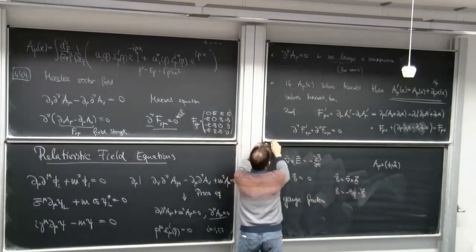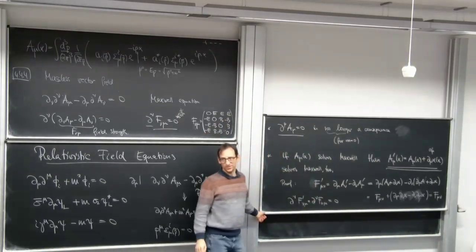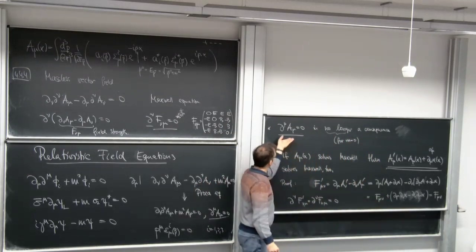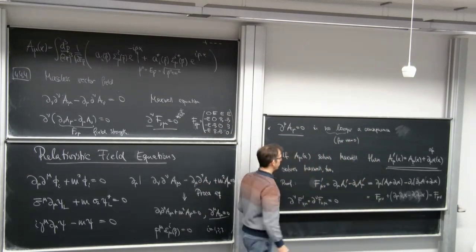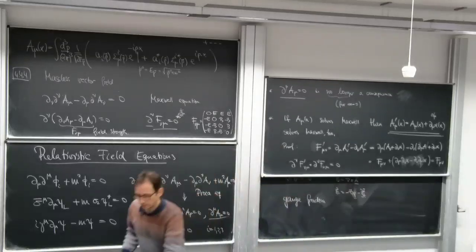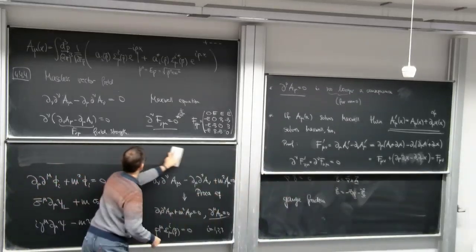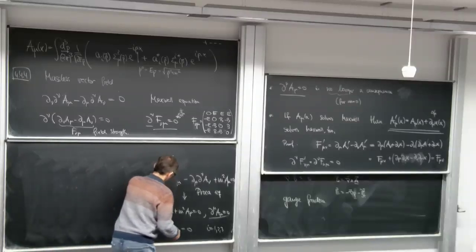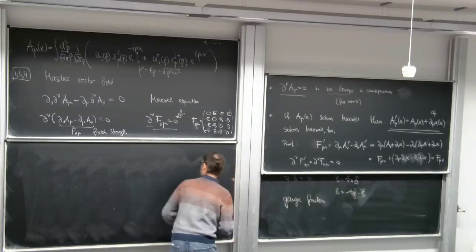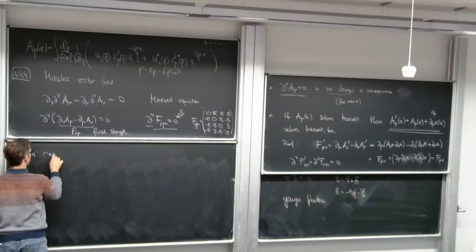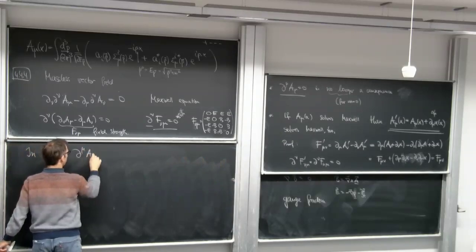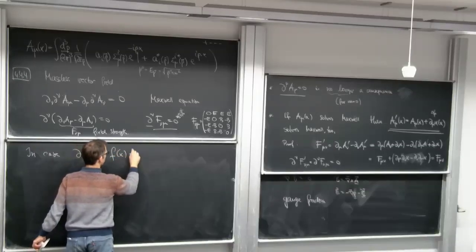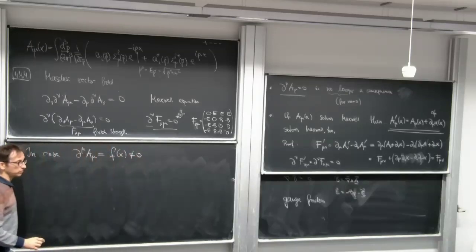The consequence is that we can create this condition, which wasn't a consequence of our equation of motion, but which is an option now. Why is it an option? Because let's say we have an A that doesn't satisfy this extra condition. So in case d mu, A mu is not equal to 0, and we call this F, I guess. That's non-zero.